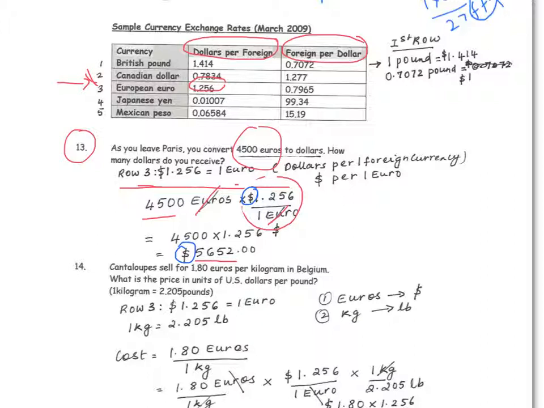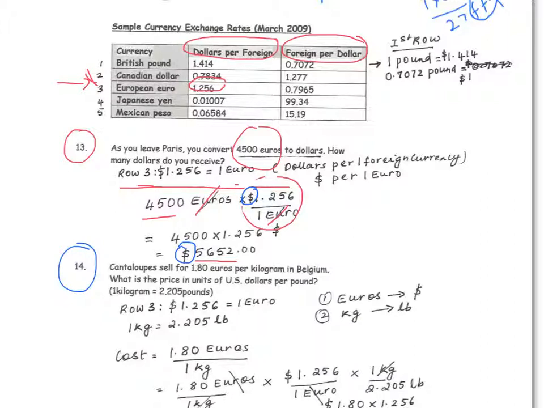The technique that we are using here, where we multiply with a fraction so we cancel off the units that we don't need, is called dimensional analysis. Now, looking at the next problem.